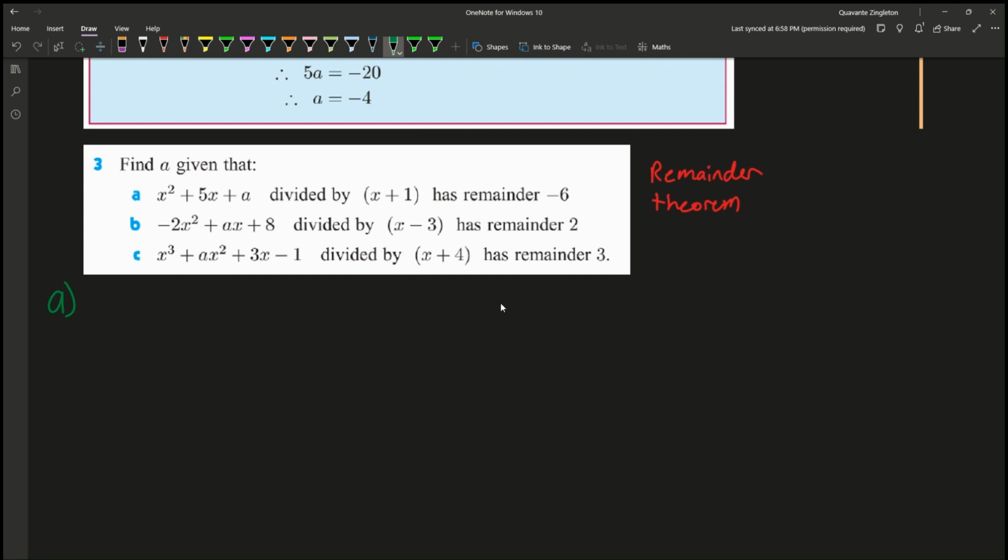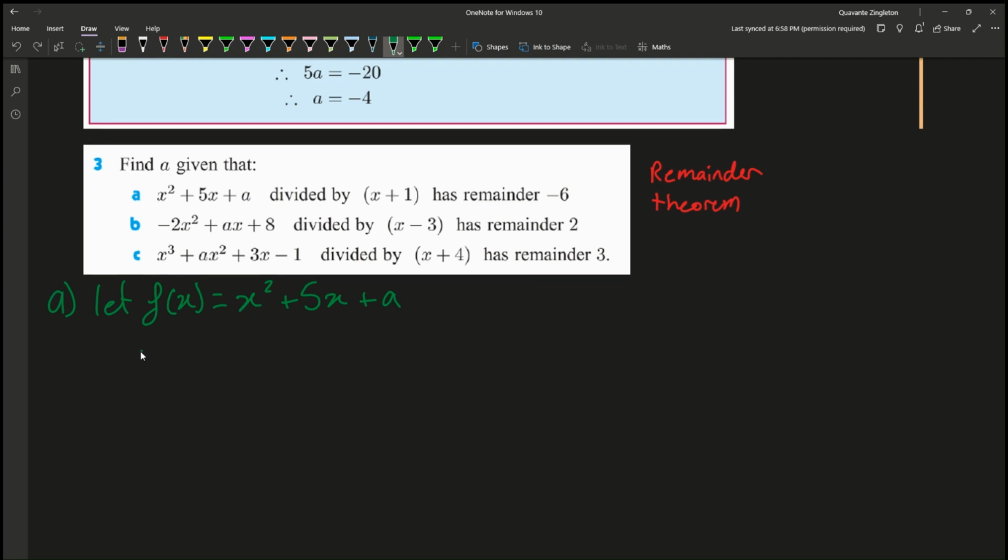So first we want to define this polynomial as a function. So we can just say let f of x equal x squared plus 5x plus a. Right? And the remainder theorem states, well, one more thing I need to add.